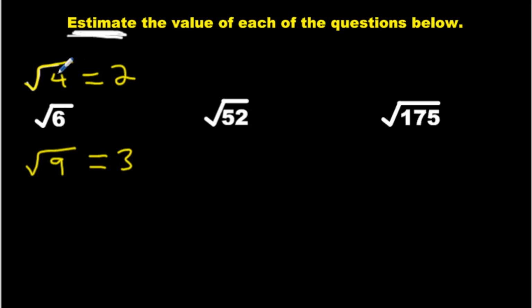So we have this one and this one. This is 2, this is 3. Look, square root of 6 is sandwiched in between them. It's like the hot dog. It's like the patty and the bun. So its answer will be also sandwiched between these two.